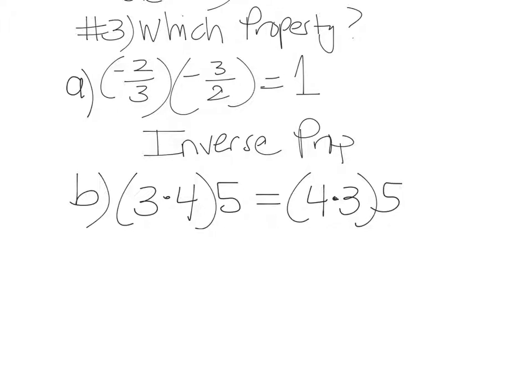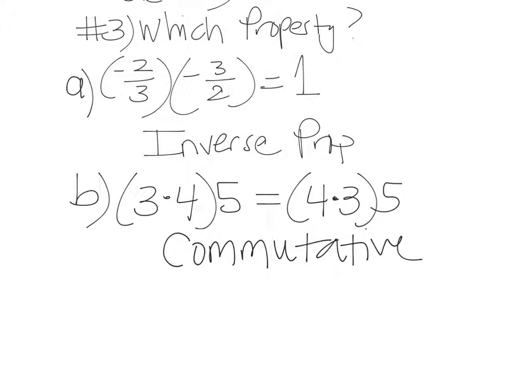Did the groups change at all? No. 4 and 3 are still together. They're not with 5. The order changed. 3 and 4 are communicating. They're going back and forth. So this would be the commutative property. Who had that? Let's see your hands. Who had associative? That's okay. Yeah, that happens. Commutative property of multiplication. Just write commutative.